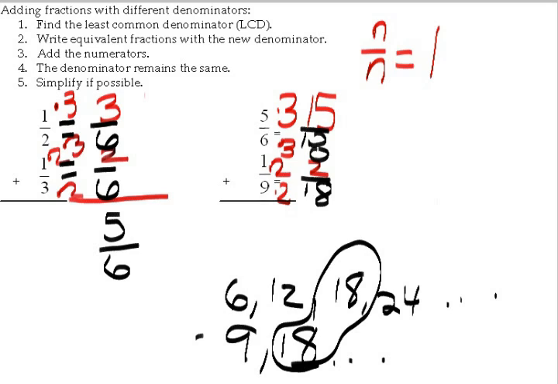And now we can add our fractions now that we have the same denominator. 15/18 plus 2/18. So 15 plus 2 is 17, and our denominator 18 remains the same. So our answer is 17/18, and that fraction cannot be reduced. So that's how we add fractions when we have a different denominator.